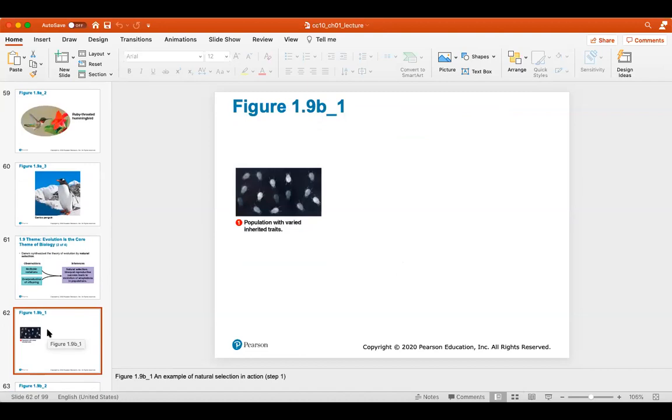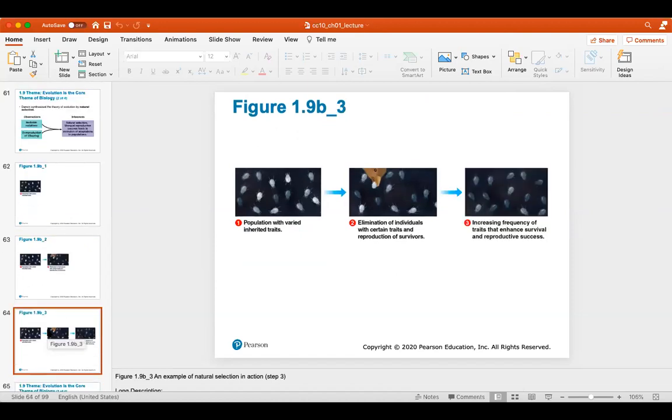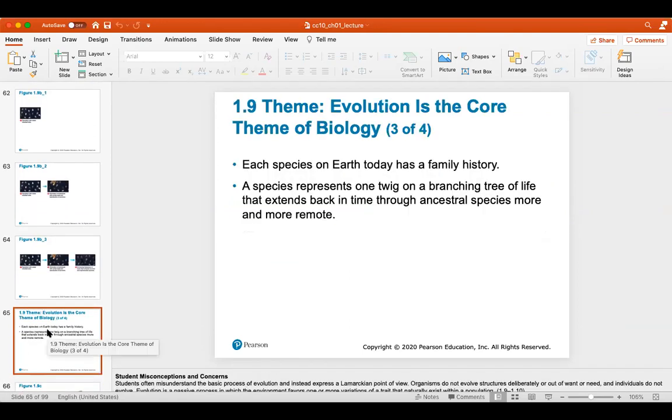So here's a population with varied inherited traits. When we eliminate individuals with certain traits and reproduction of survivors, we get an increased frequency of traits that enhance their survival and reproductive success. So survival of the fittest is key here.